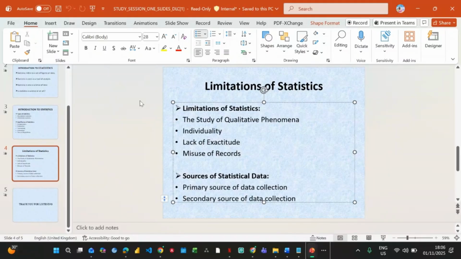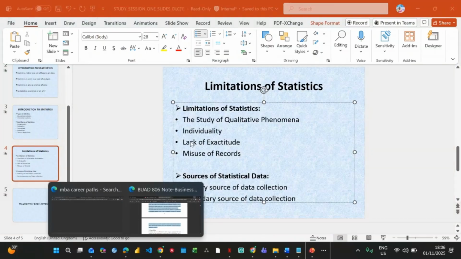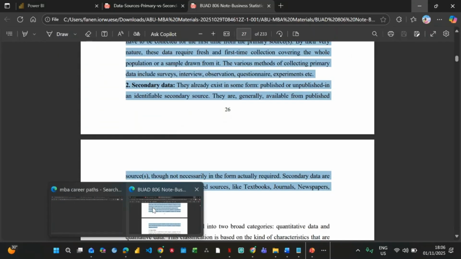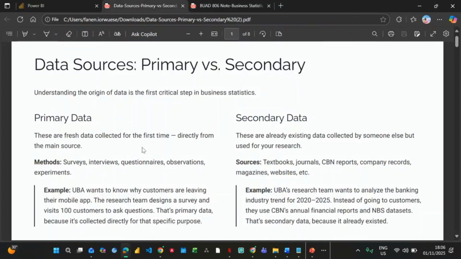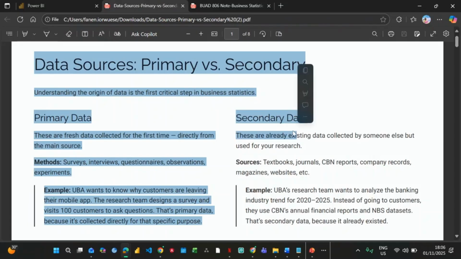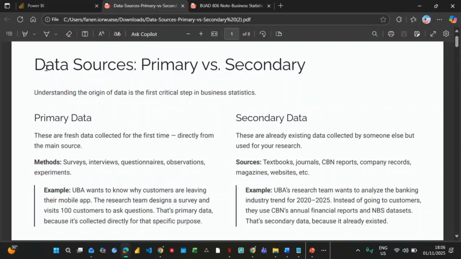I have done a very simple work on that so we can have a good explanation of it. So we just do a recap of where we stopped the last time. All right, so that's where we have the data sources. We have two data sources: the primary data source and the secondary data source.